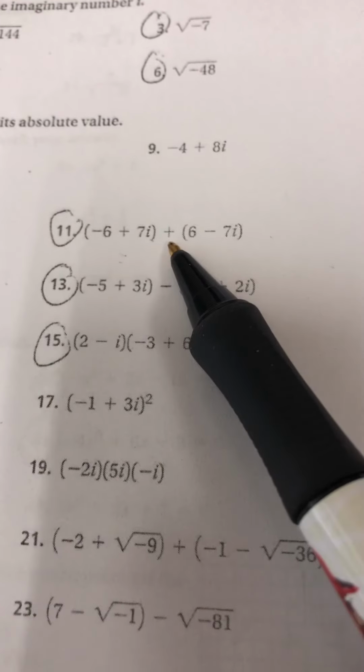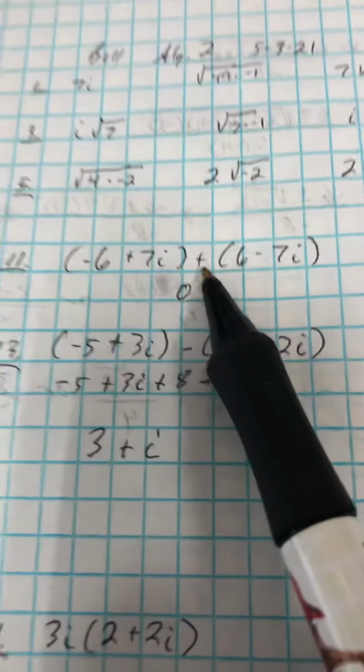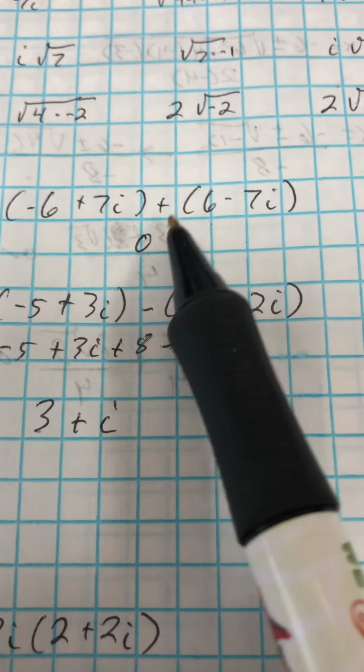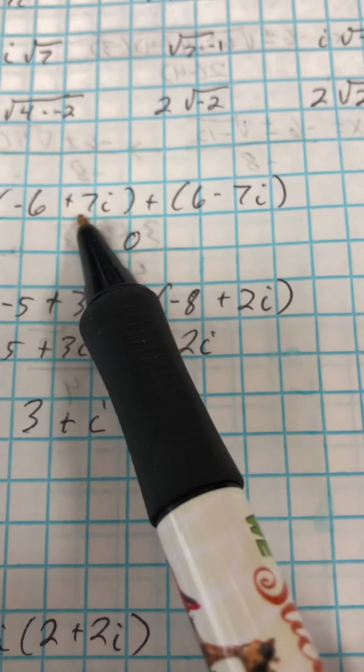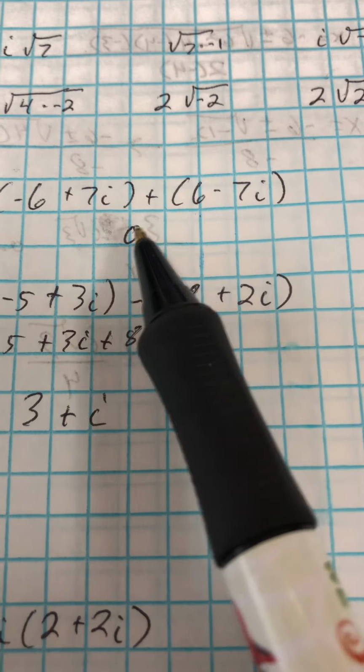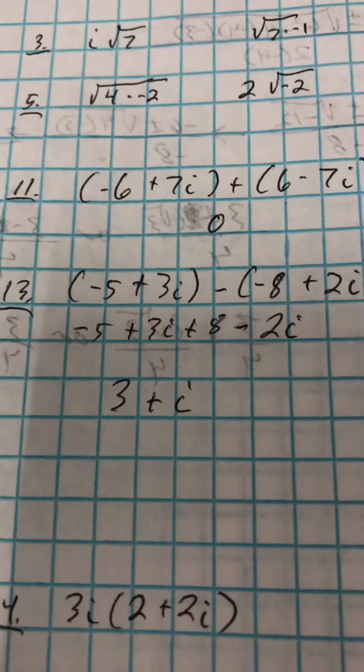Going on to number 11. In this problem, we are adding these two quantities. So take a look. Negative 6 plus 6 is going to be 0. Negative 7i minus 7i is going to be 0. So I'm just left with 0 for 11.